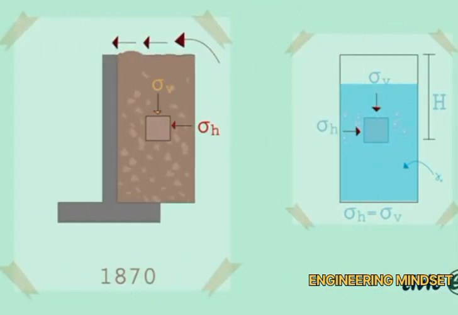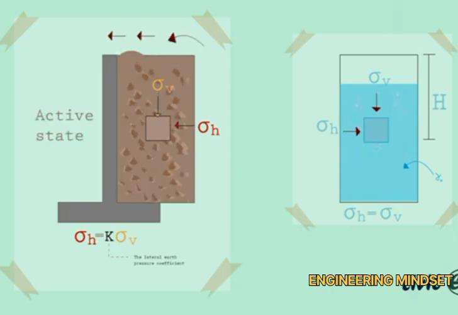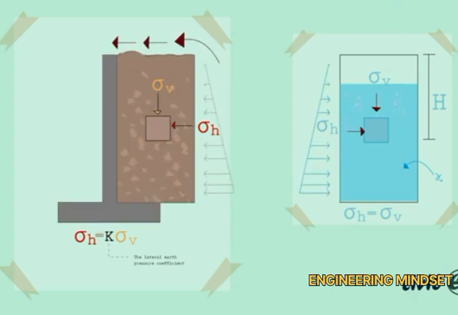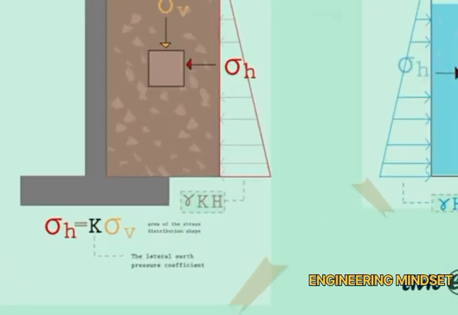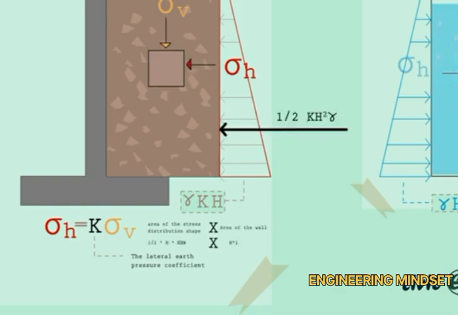be exactly the same as the vertical one, differing by a factor called the earth pressure coefficient, which will depend on whether the soil is in active or passive state. And since the resultant force coming from these stresses will be equal to the area of the shape times the specific weight gamma, the force will be equal to half times H times K times H times gamma.